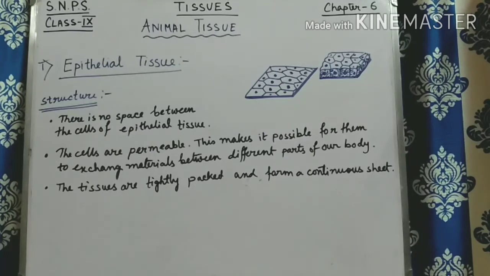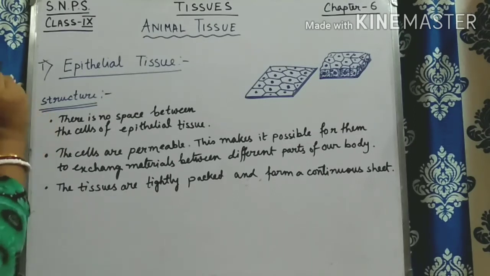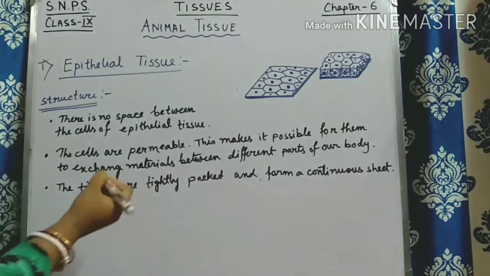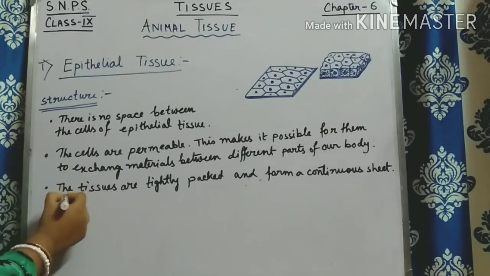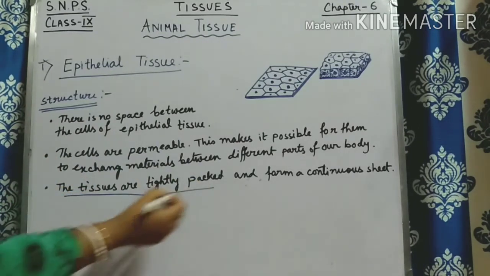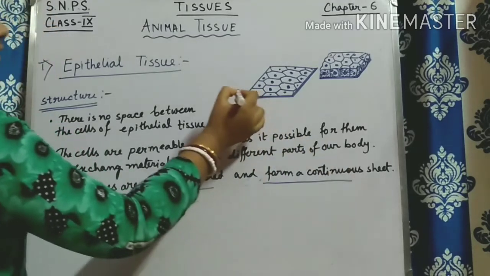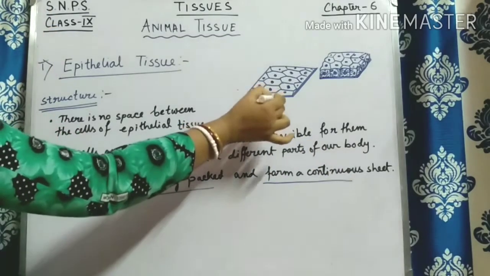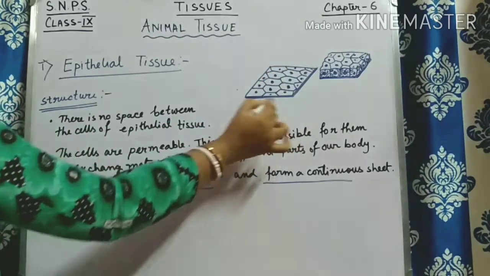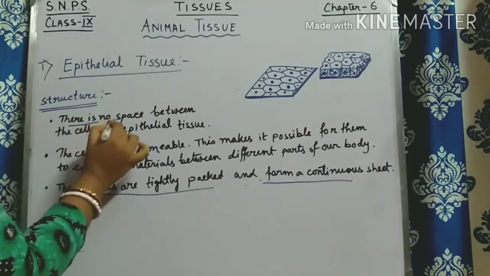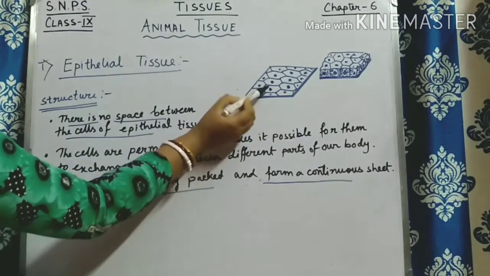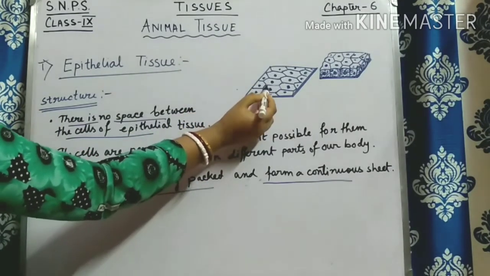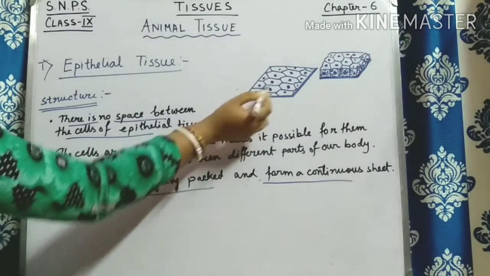So, now we will see the structure of this epithelial tissue. So, here is the picture of epithelial tissue. Here we can see that the cells are tightly packed and form a continuous sheet. There is no space between the cells of epithelial tissue. Here you can see that there is no intercellular space between them.